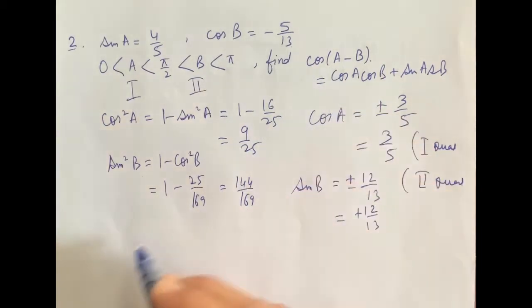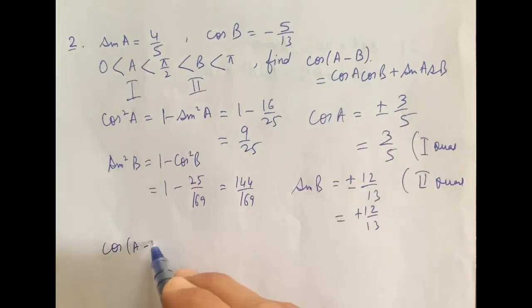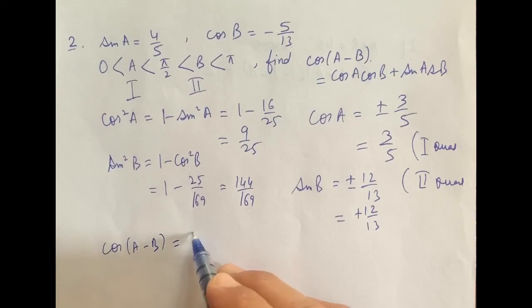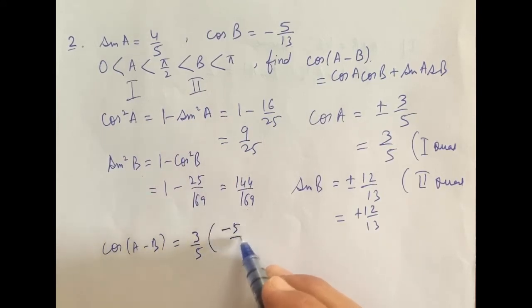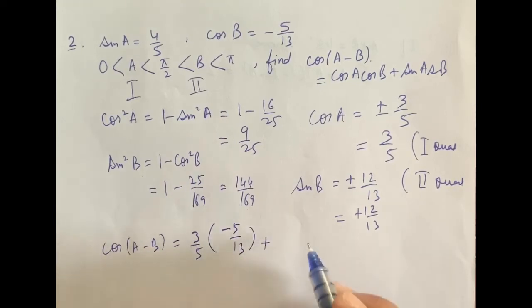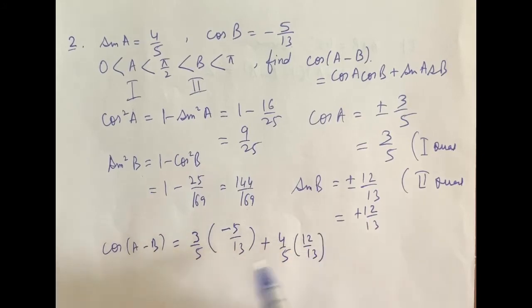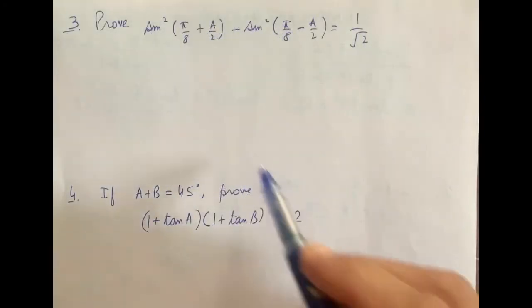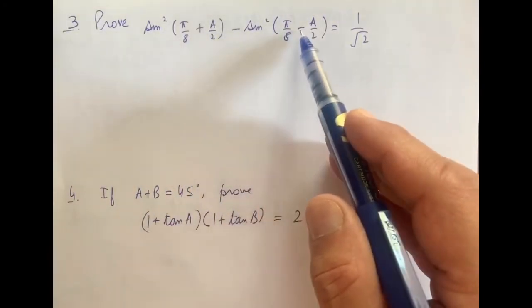Now substitute values. Cos of A minus B. This is cos A, which is 3 by 5, into cos B, minus 5 by 13, plus sin A, 4 by 5, into sin B, 12 by 13. This is 48 minus 15, 33 upon 65. This is the answer.